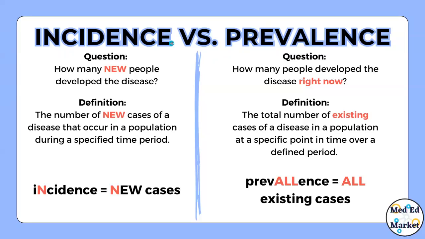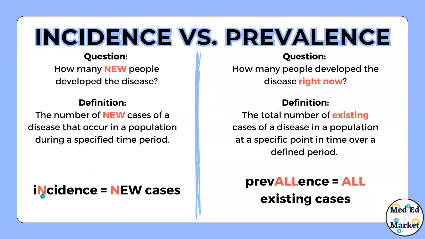When it comes to incidence, the question you will get asked or should think about is how many new people have developed a specific disease. The definition of incidence is the number of new cases of a disease that occur in a population during a specified time period. Whereas prevalence, the question we want to ask is how many people have the disease right now. So this is the total number of existing cases of a disease in a population at a specific point in time over a defined period.